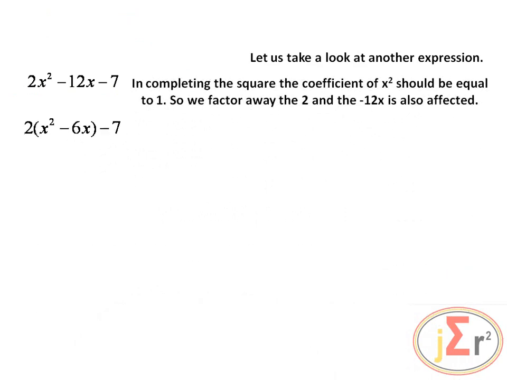In completing the square, the coefficient of x squared should be equal to 1. So we factor off the 2, and the negative 12 is also affected. So as usual, if the details of completing the square cannot be grasped at this stage, then there's an entire topic on it in Volume 2, Functions, Part 1.